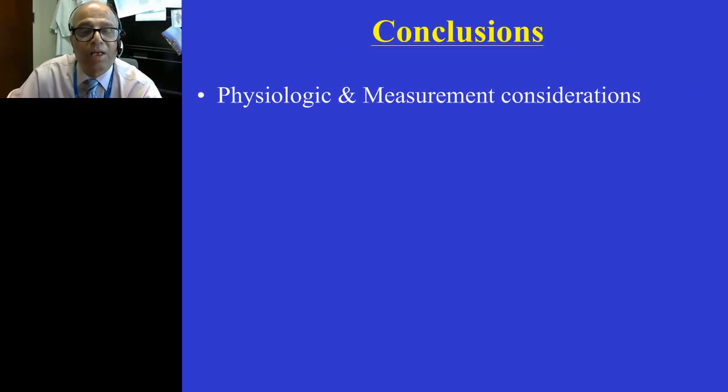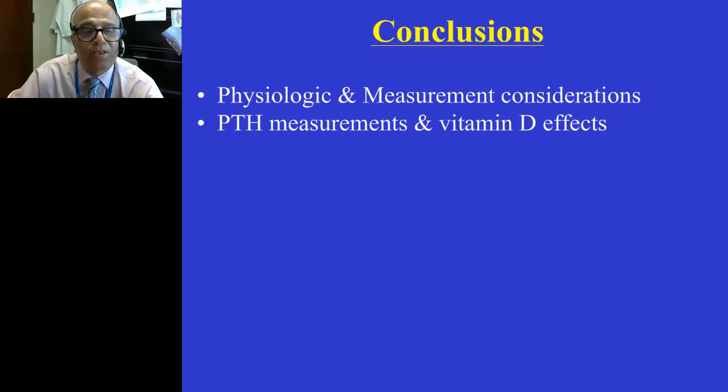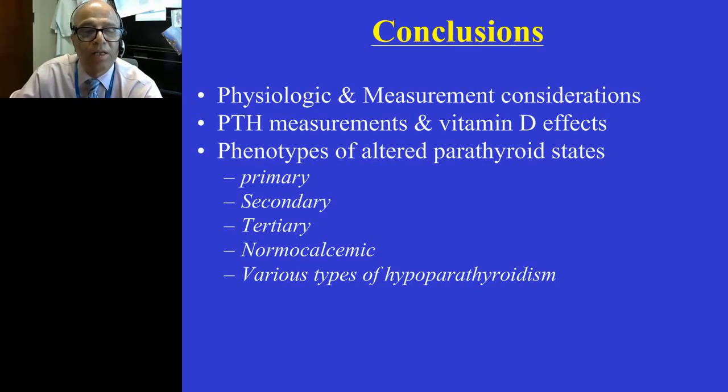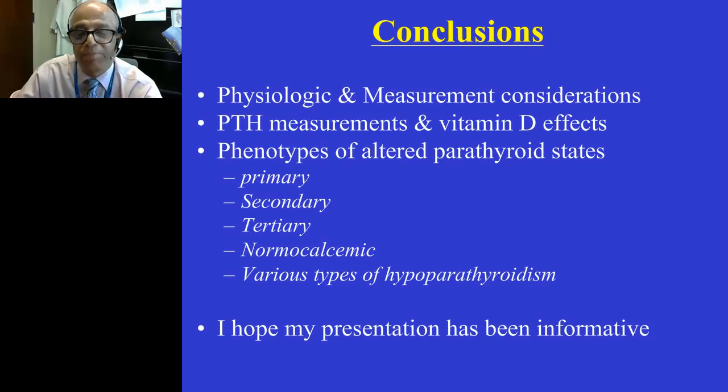In conclusion, I reviewed with you physiologic and measurement considerations. I discussed the PTH measurements and vitamin D effects on PTH measurements, and discussed various types of PTH measurements and the possibility that the newly high-sensitivity 1 to 84 intact PTH assay might be very useful because of its low cross-reactivity to the 7 to 84 molecules circulating. We discussed the phenotypes of altered parathyroid states such as primary, secondary, tertiary, normocalcemic, and various types of hypoparathyroidism. And I hope my presentation has been very helpful and informative.